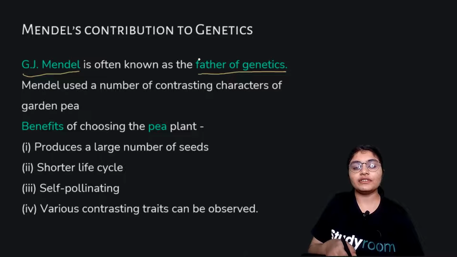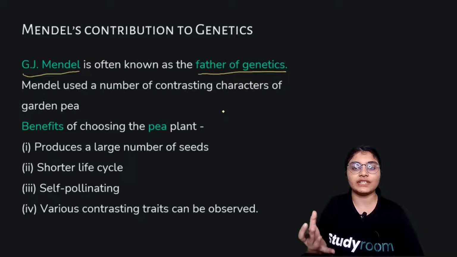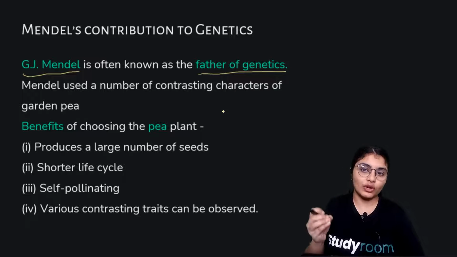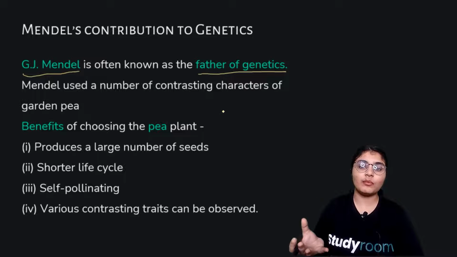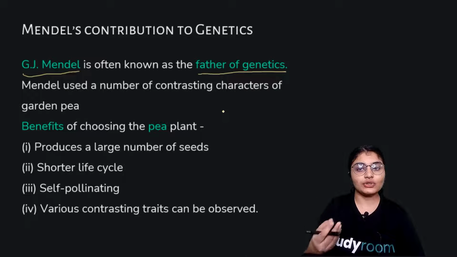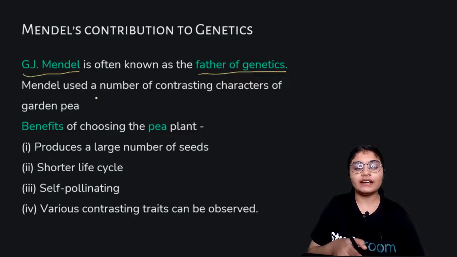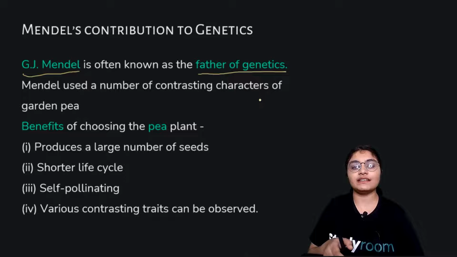He was the person who actually introduced us to this whole mechanism of genetics, that there are certain characteristics that are inherited generation by generation, and this concept was introduced in the modern world by Gregor Johann Mendel. What Mendel did was use a number of contrasting characters of the garden pea plant species, and he performed many experiments with this plant.